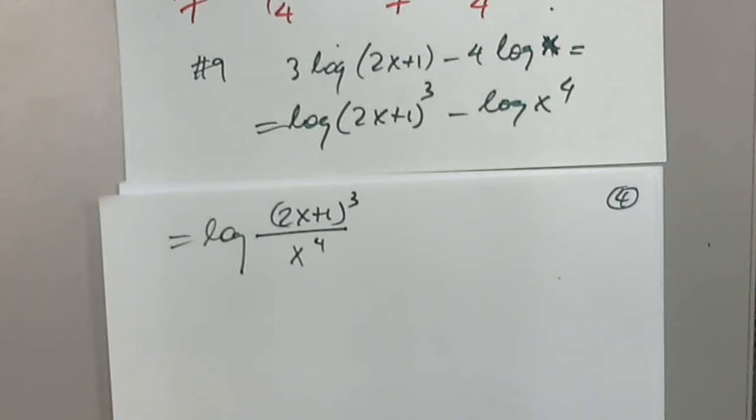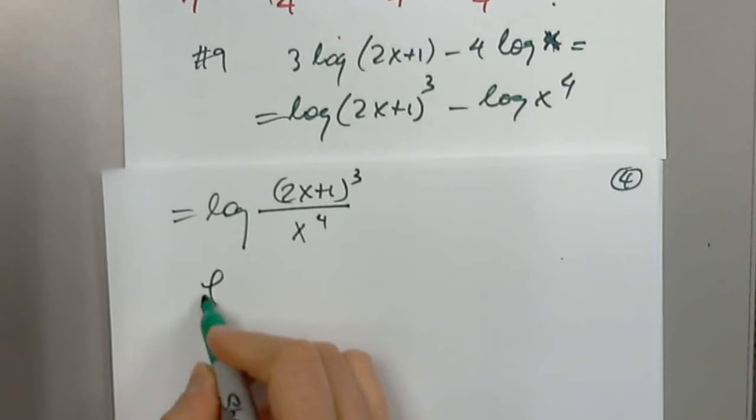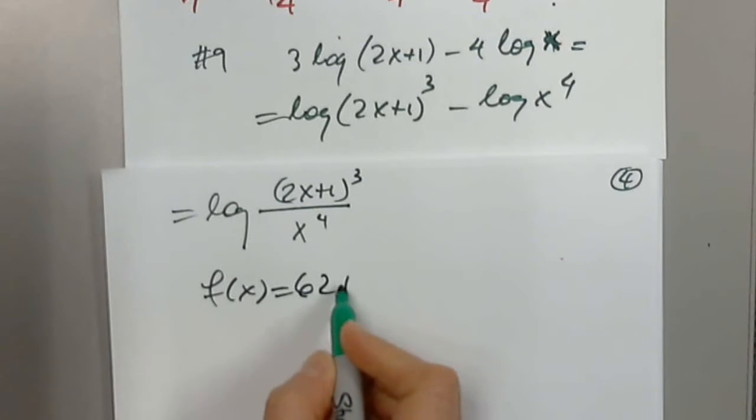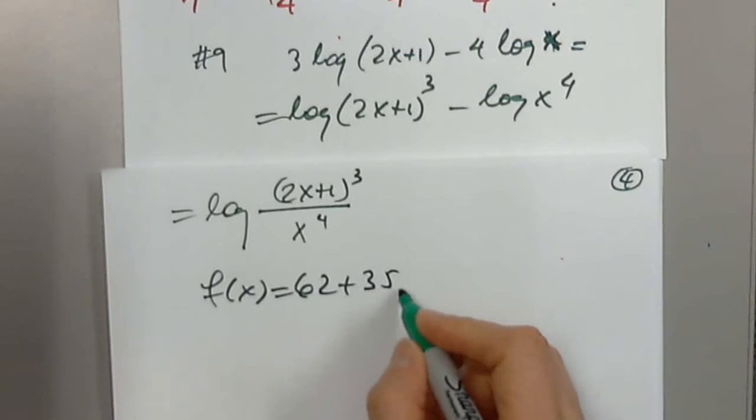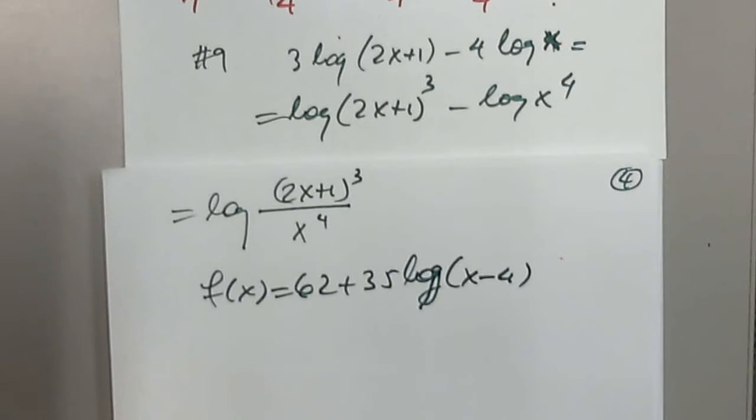Let's do some, yes, which one? 7? Okay, very good. Let's look at 7. Where is 7? If you have it, okay, yes. So the percentage of adult height attained by girls who are X years old can be modeled by the function f of x equals 62 plus 35 log of x minus 4, where x represents the girl's age.